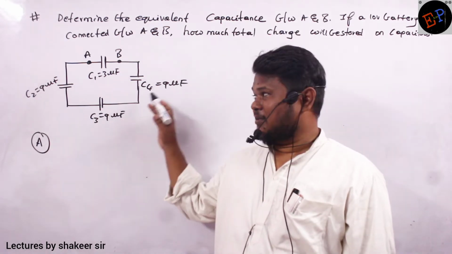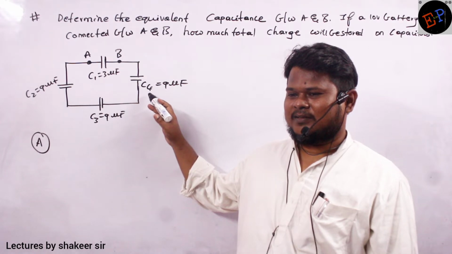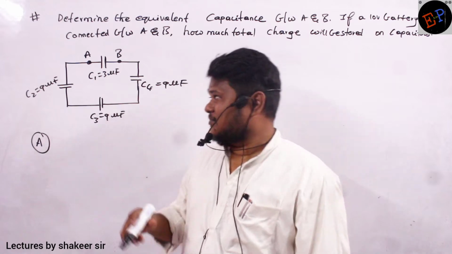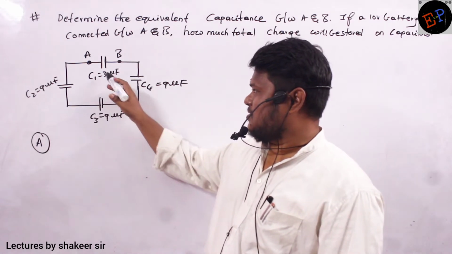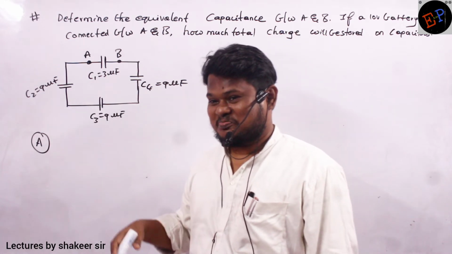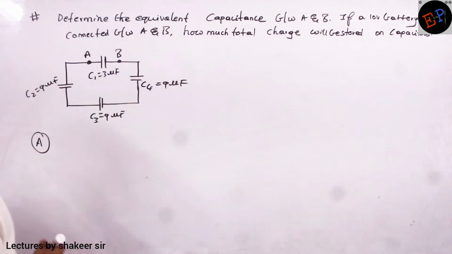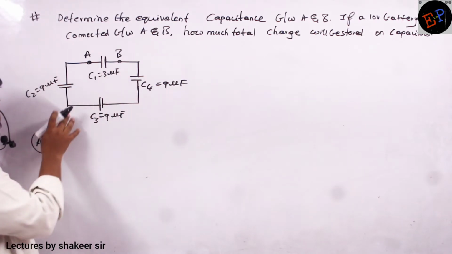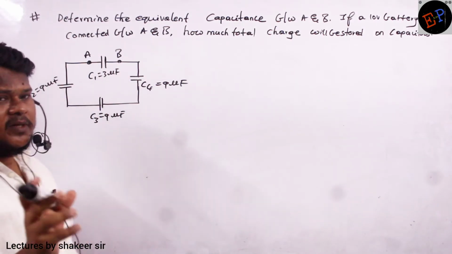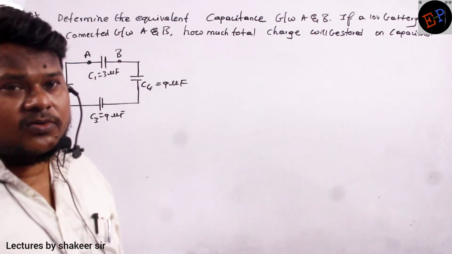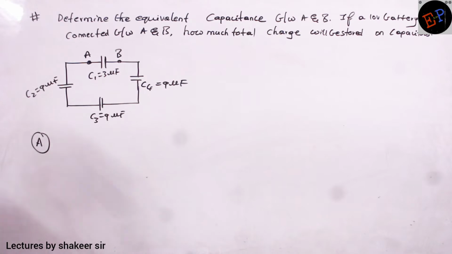All of them are in series? C1 and C3 parallel, C2 and C4 parallel? What to say, series? See here, these are the two terminals which we are taking. Always you should check for the terminals, where the terminals are. The total structure of the connection depends on the terminals only. Are you able to understand?